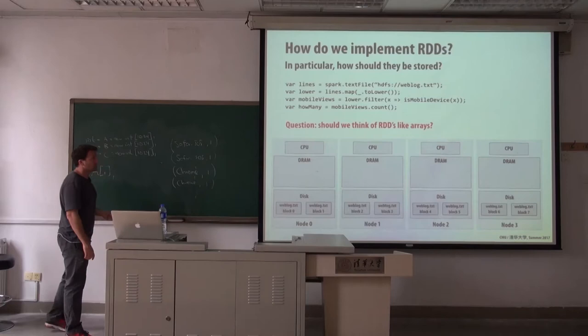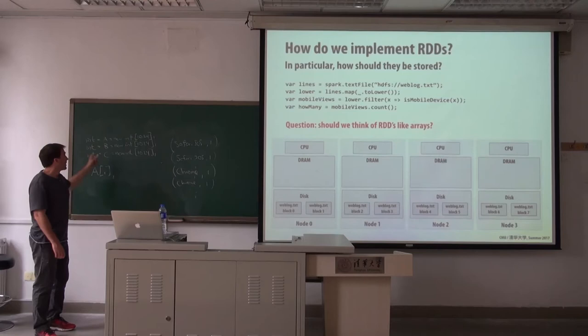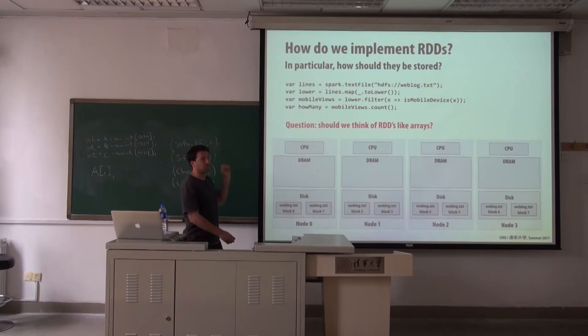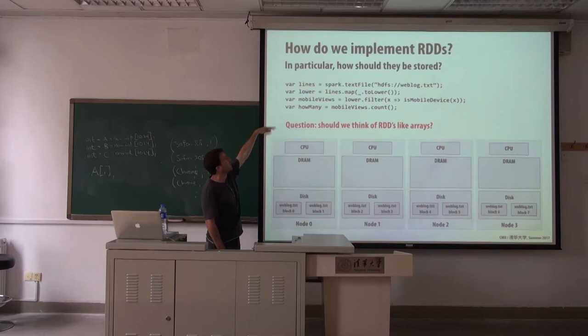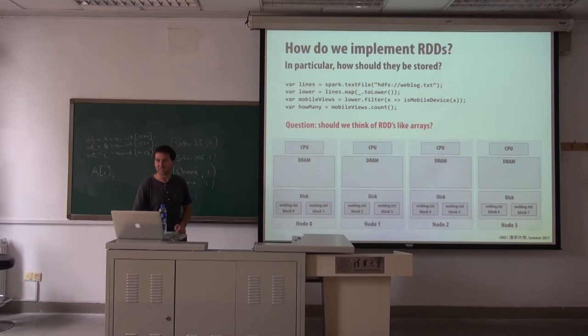So this is why I'm saying, even though at first you want to think about RDDs as arrays, an array is allocated in memory. An RDD is a collection where you know how to get the value of any element if you need to. But there's no guarantee that all the data of lower or mobile views or how many is actually ever present in memory at the same time. Like this program only needs to know what the size of memory of how many is. So it just loads. It'll run very much like this.